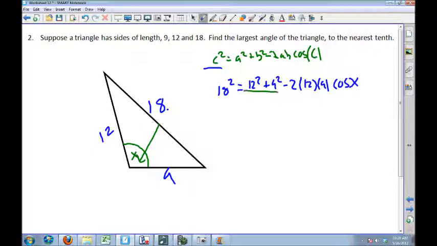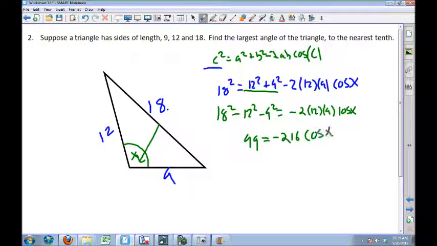I'm going to bring these over to the left, so I have 18 squared minus 12 squared minus 9 squared is negative 2 times 12 times 9 times cosine of x. Then I'm going to do my multiplications and arithmetic. I end up with 99 equals negative 216 times the cosine of x. So cosine of x equals negative 99 over 216. So x is the cosine inverse of negative 99 over 216.